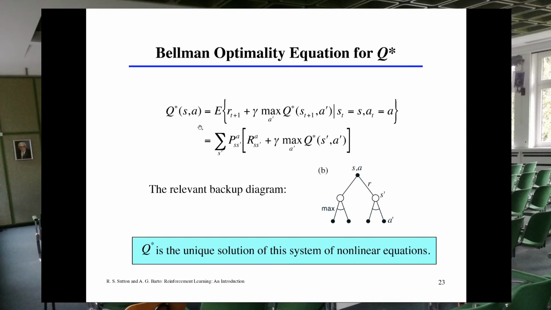You can define it also in terms of the action value function. What is the optimal Q function? In this way the backup diagram will look like this. So you will have a state and action. You will consider all the possible transitions, but once you have considered the possible transitions, you need to compute a maximum over the possible next actions, possible next A primes. Again, the solution of this system of nonlinear equations will be the optimal action value function.